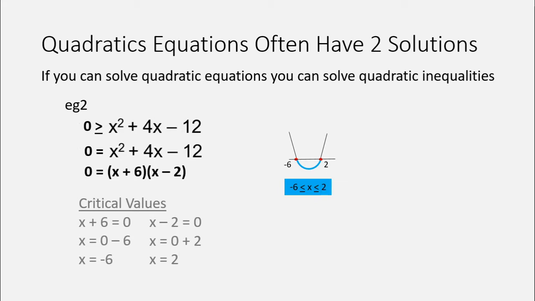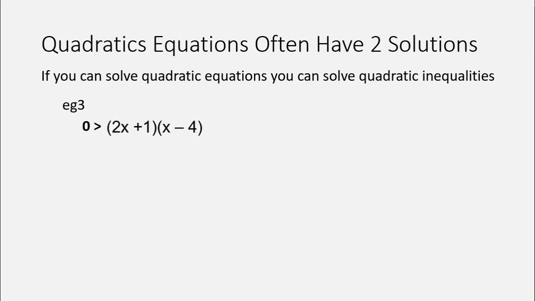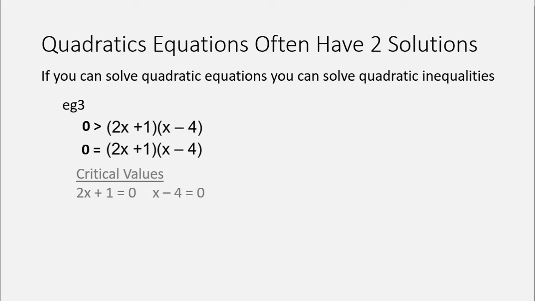Let's try another example to make sure that's really clear and sinking in. First, we need to set our quadratic as if it was an equation equal to 0. I can see here that it's less than 0, but let's forget about the inequality in the first step and solve the quadratic equation. Now this quadratic is nicely factorized for us to make this easier, but we still need to find our critical values. So what x value would make this bracket equal to 0, and what x value would make that bracket equal to 0? Critical values are where 2x plus 1 equals 0, and where x minus 4 equals 0.